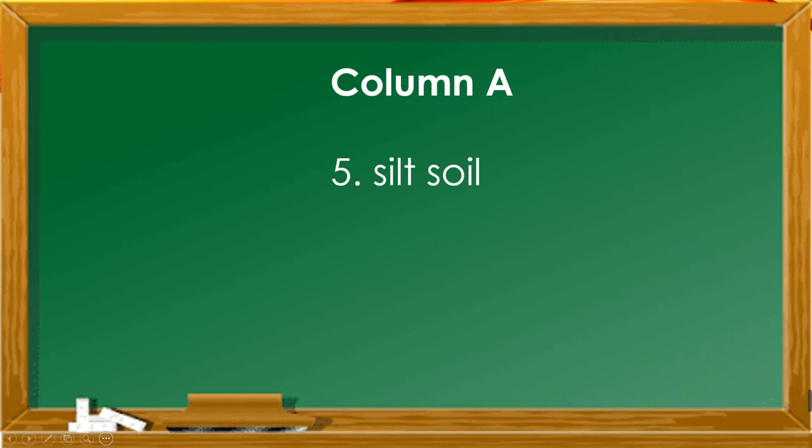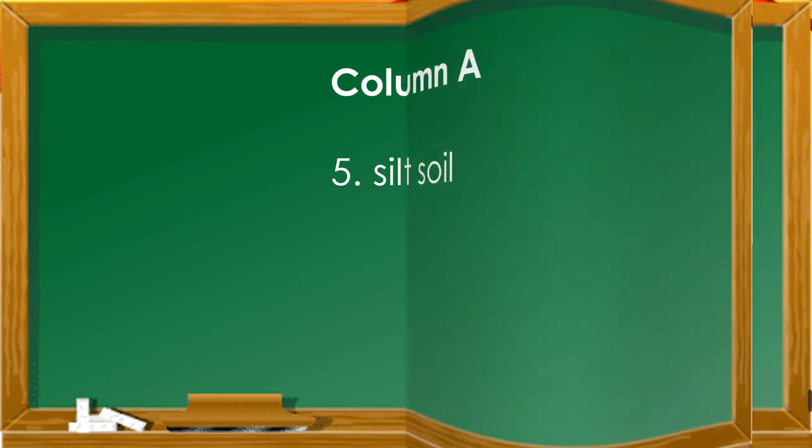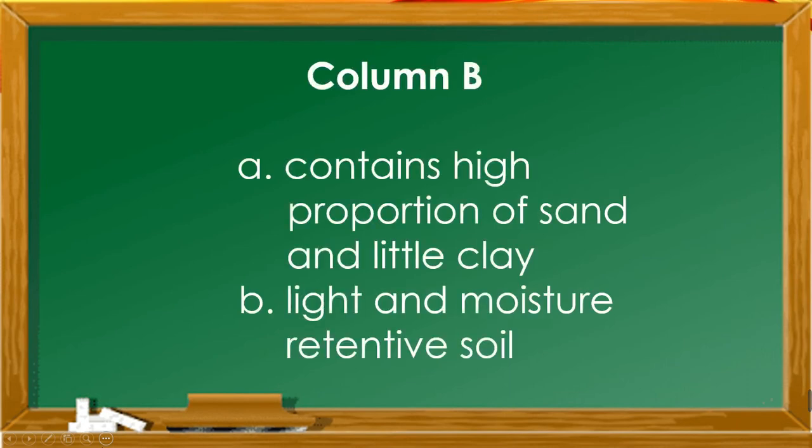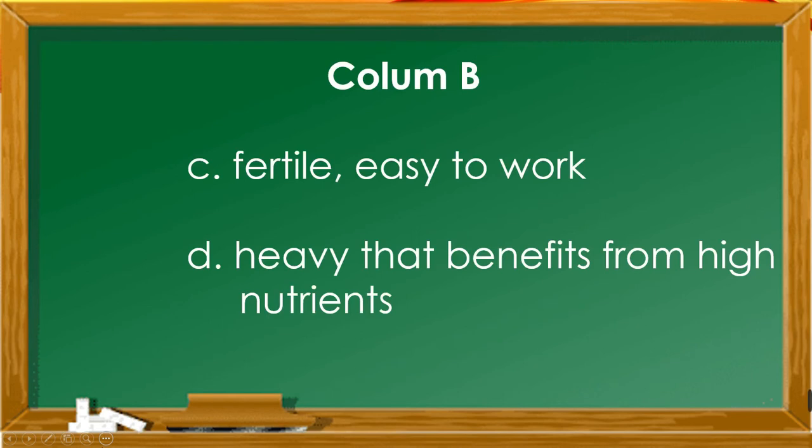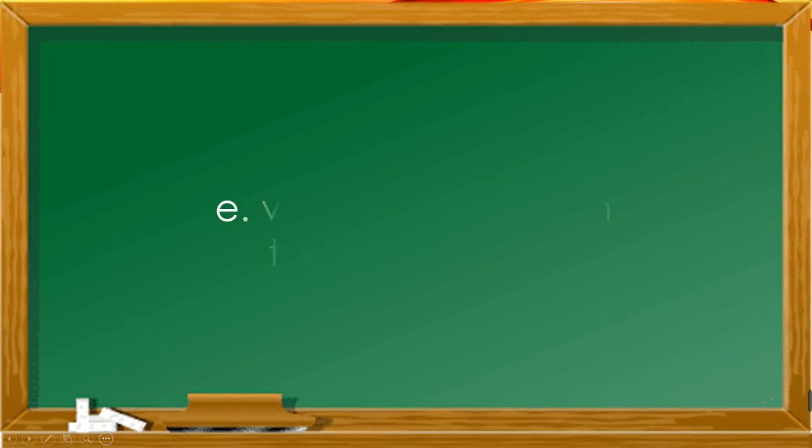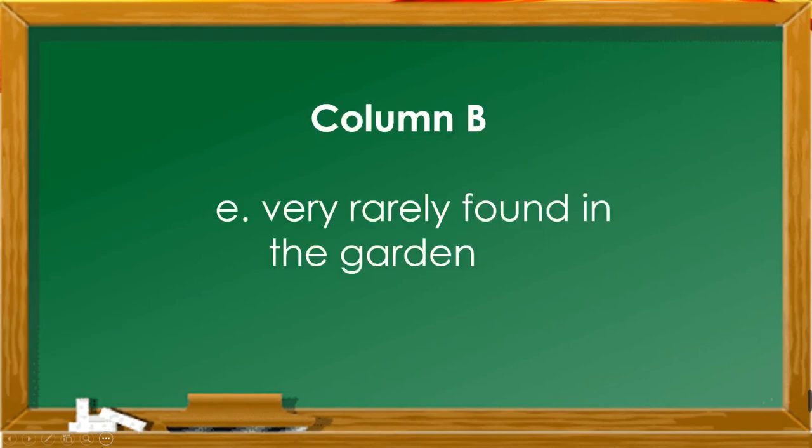The choices in column B are: letter A, contains high proportion of sand and little clay. Letter B, light and moisture retentive soil. Letter C, fertile, easy to work. Letter D, heavy that benefits from high nutrients. Letter E, very rarely found in the garden.